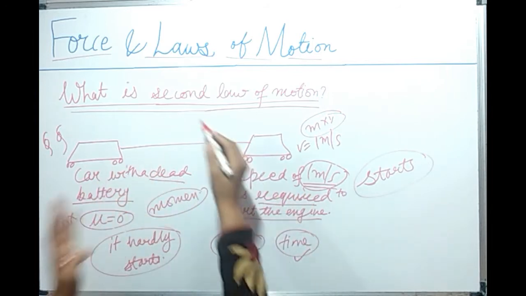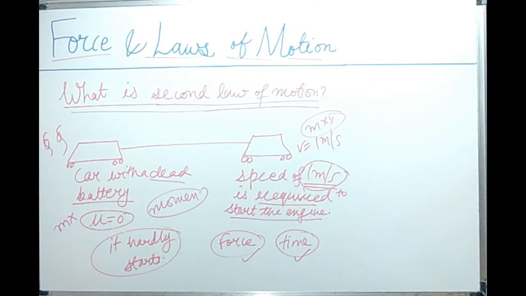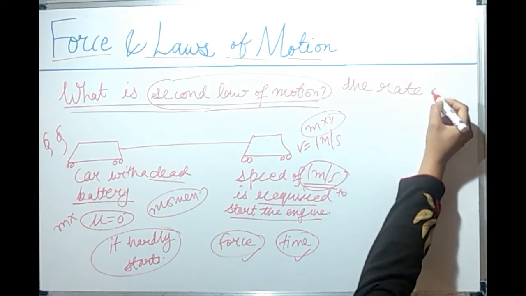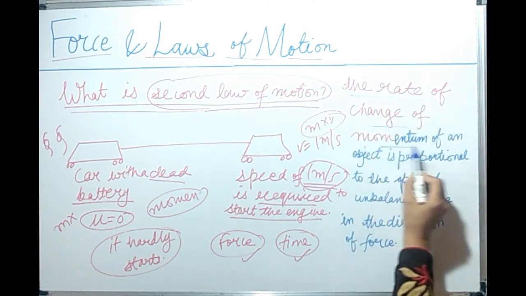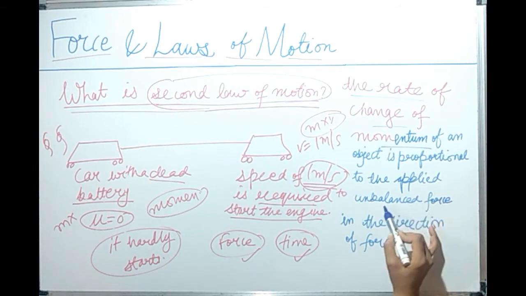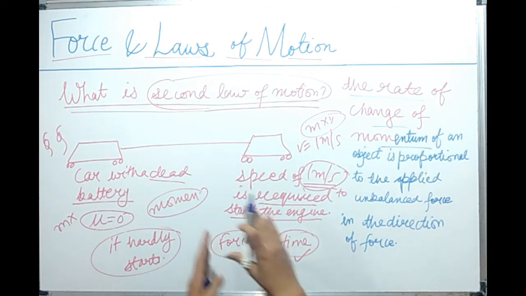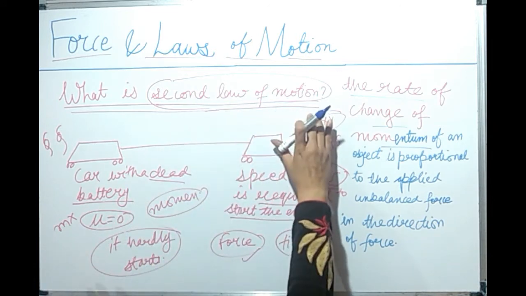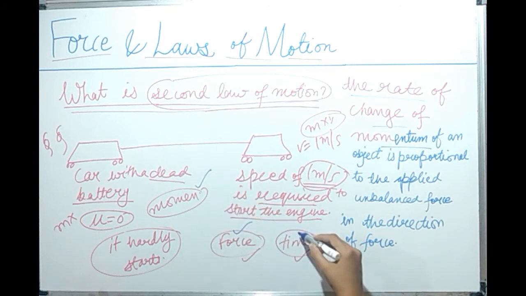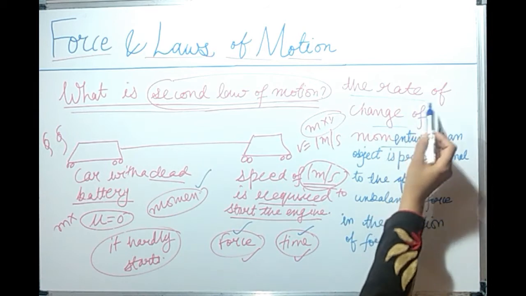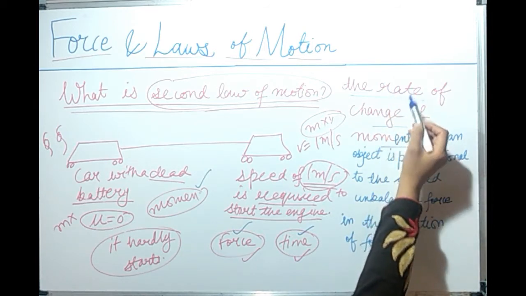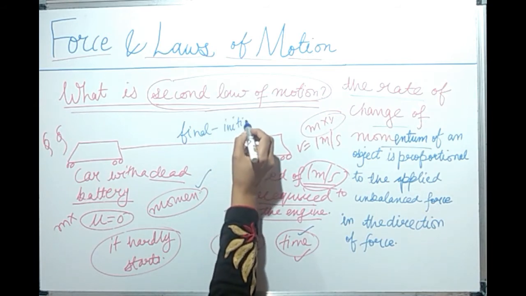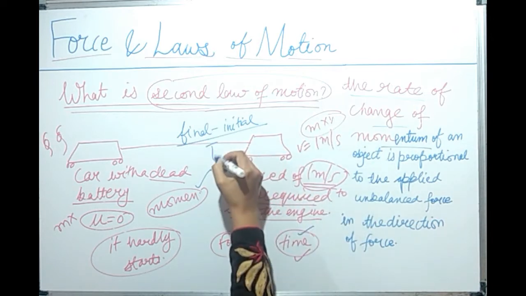So now we can state the second law of motion. The second law of motion states that the rate of change of momentum of an object is proportional to the applied unbalanced force in the direction of force. Here we are going to obtain a relationship of force, time and momentum in the second law of motion. How is it relating these three quantities? Whenever we take the rate of something, we divide it by time. Change of momentum is final minus initial momentum, and since we are talking about its rate, we will divide it by time.